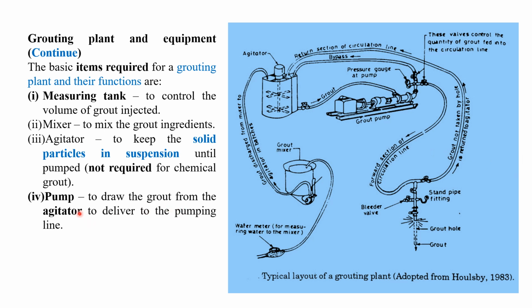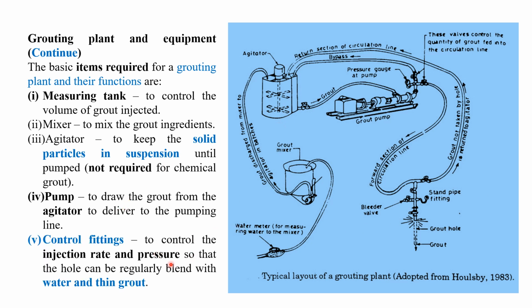Pump is also required to draw the grout from the agitator. Here you can see the pump is there. It is drawing the grout from this agitator to deliver to the pumping line. This is the pumping line. Okay. The different valves are also there. You can see, sometimes this grout hole is not ready, and we are withdrawing the grout from this agitator. So in that case, if the grout hole is not ready, what shall we do? We shall open this valve, and we can use the bypass line and send it back to the agitator.